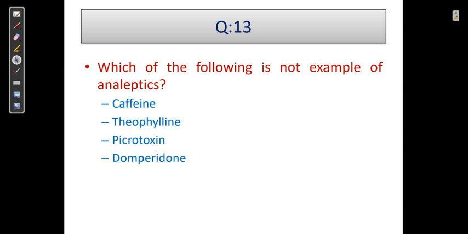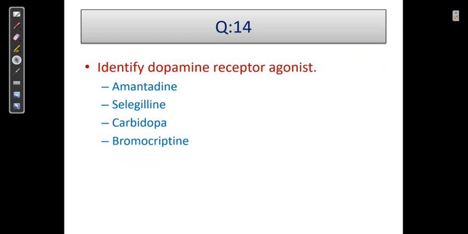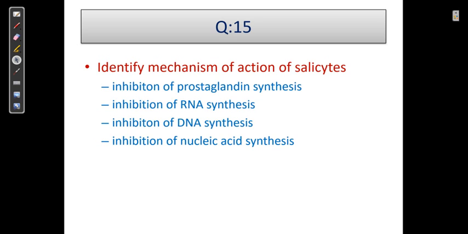Which of the following is not an example of analeptic? Caffeine, theophylline, picrotoxin, domperidone. The correct one is domperidone. Identify the dopamine receptor agonist. Amantadine, salicyline, carbidopa, bromocriptine. So the correct answer is bromocriptine. Identify the mechanism of action of salicylates. Inhibition of prostaglandin synthesis, inhibition of RNA synthesis, inhibition of DNA synthesis or inhibition of nucleic acid synthesis. The correct one is inhibition of prostaglandin synthesis.